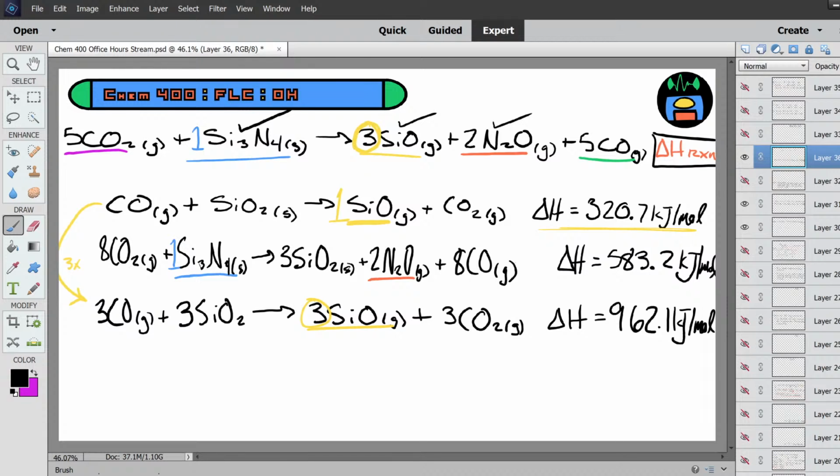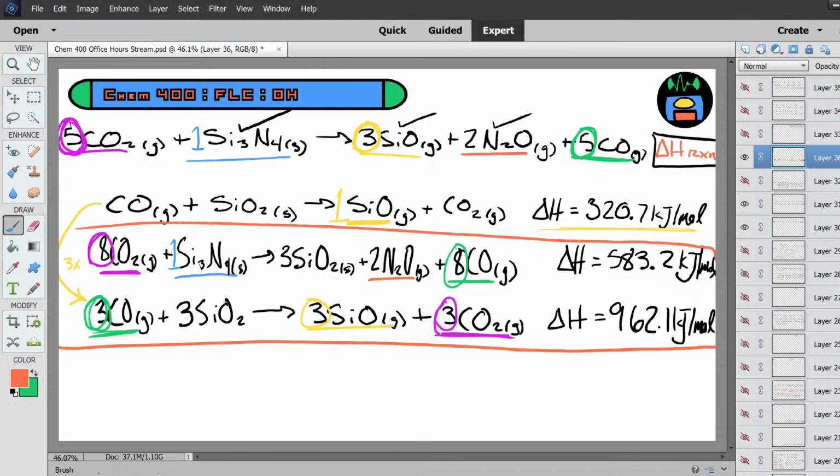Let's take a look at carbon monoxide and carbon dioxide. I want to end with 5 moles of carbon monoxide on the product side, right? Over here I've got 8, but 3 of them will get canceled by carbon monoxide over here. 8 minus 3 is 5, so that'll actually work out fine. I want to have 5 moles of carbon dioxide on my reactant side. Over here I have 8, but I also have 3 moles of carbon monoxide on my reactant side. So if I add these two together at this moment in time, everything will cancel just the way we want it to.